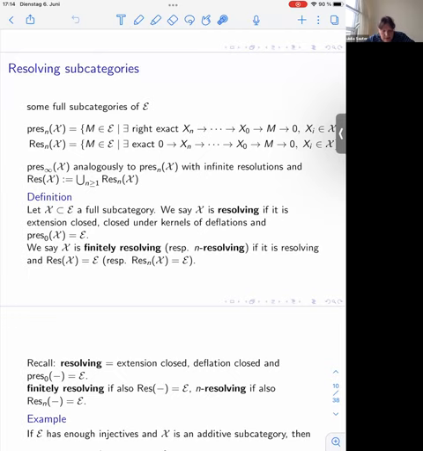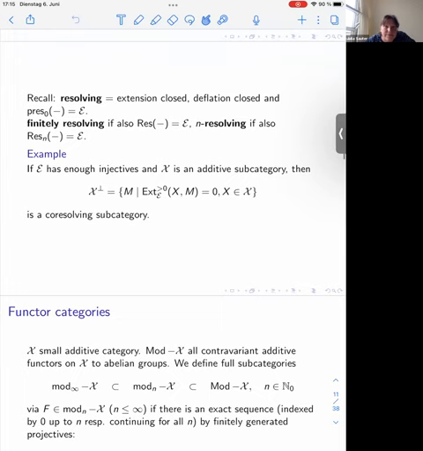Then we say chi in E is resolving, and this is the most crucial notion, if it is extension closed, closed under kernels of deflations, and everything has a deflation from chi to E, yeah? And then we strengthen this to finitely resolving if it is resolving and everything has a finite resolution in chi, or n resolving if res n is E, yeah? So this is just what I said. Resolving is extension closed, deflation closed, and res zero is E. Finitely resolving is also res is E, and n resolving is res n is E.